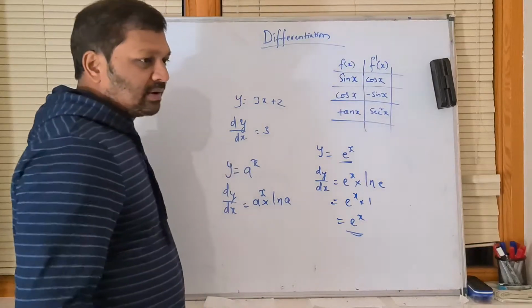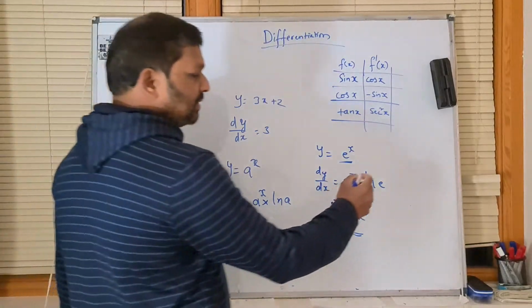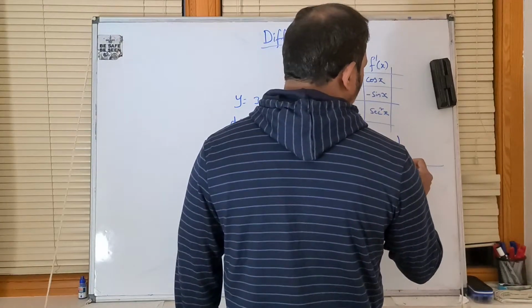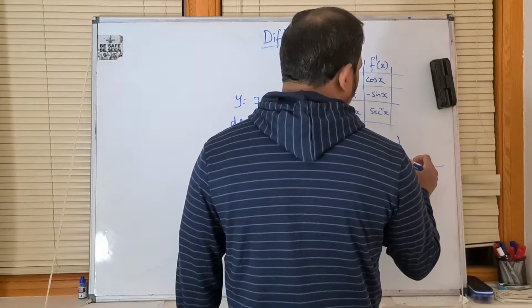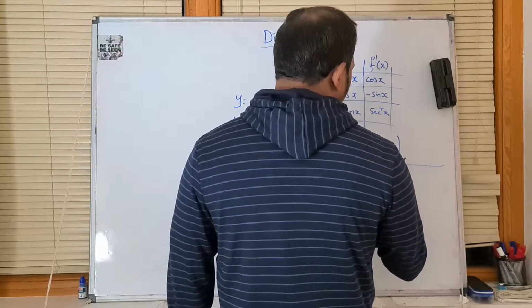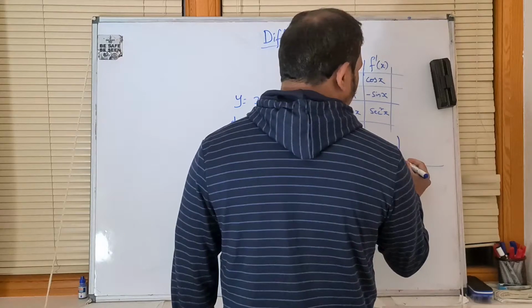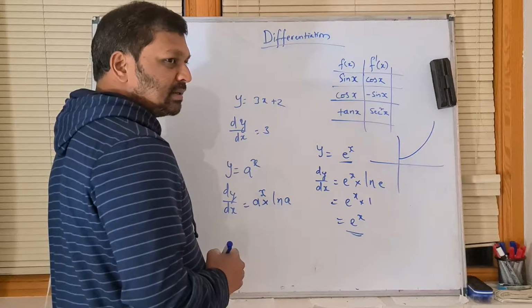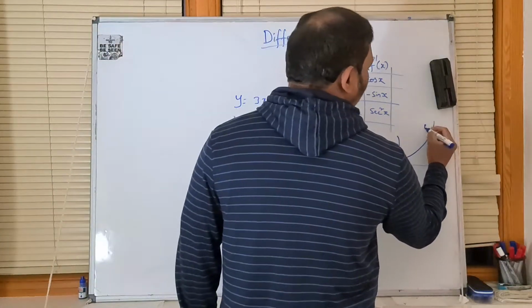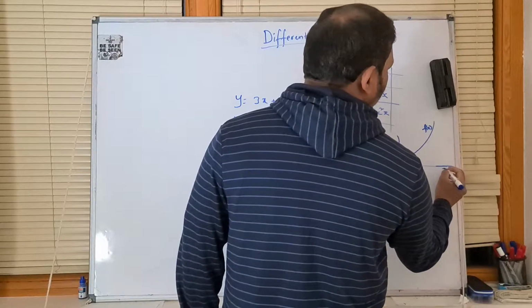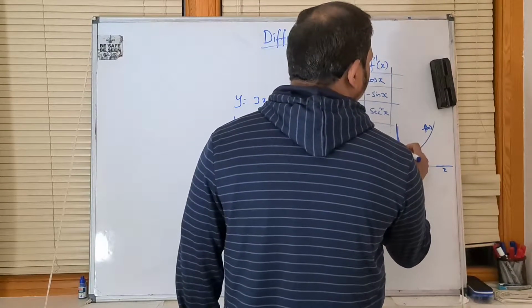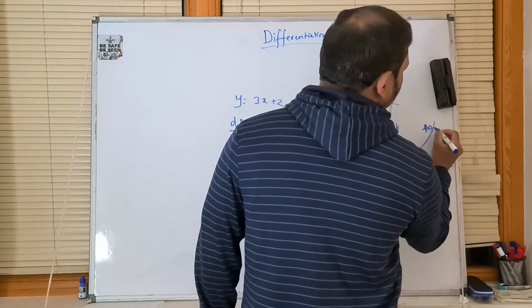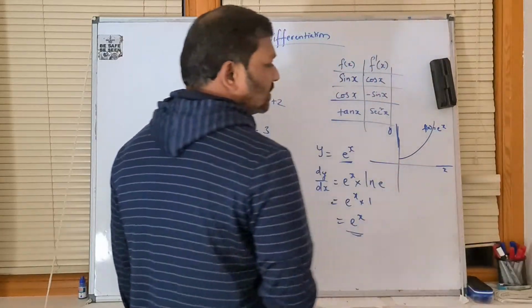So this is a very unique function. The graph of e to the power of x, if you draw it: at x equal to 0, it's going to be 1. So it starts at 1 and it goes up like this. This is called exponentially rising. This is x, this is y. If f of x is equal to e to the power of x, the graph of f of x is going to be like this.